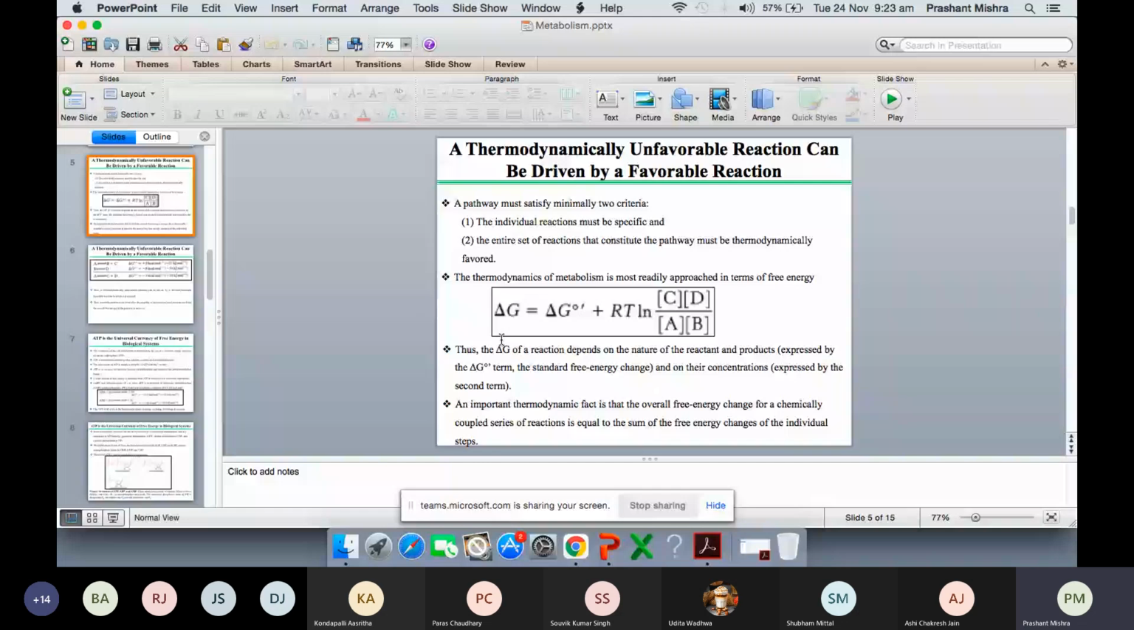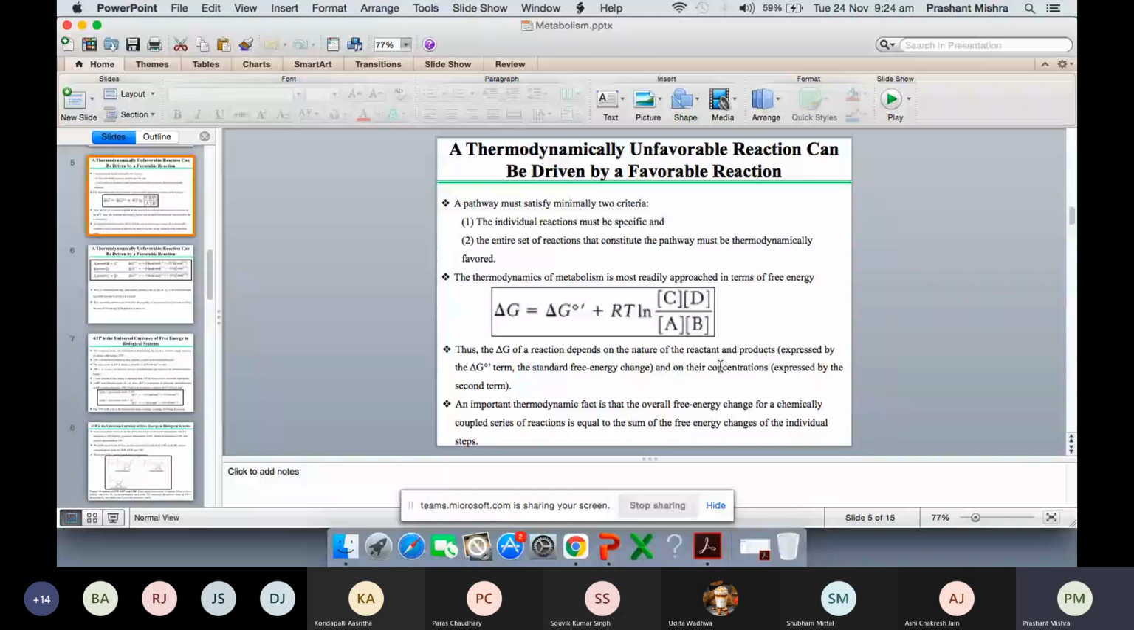And it holds true whether you are talking about a chemical reaction or a biological reaction, which is happening inside the cell. So this delta G of a reaction depends on the nature of the reactant and product. What it means is that if I'm going to calculate delta G, it is not dependent only on the standard free energy change. It also involves the concentration of the product as well as the concentration of your substrates. So it's a very important concept.